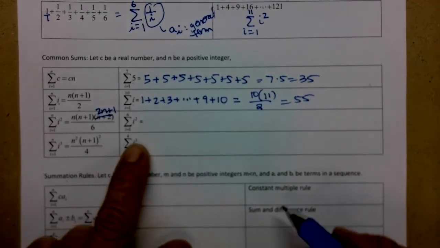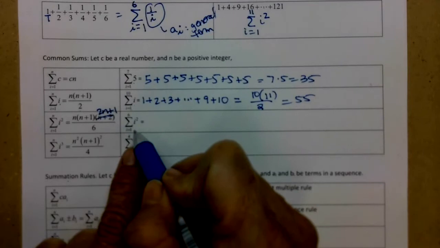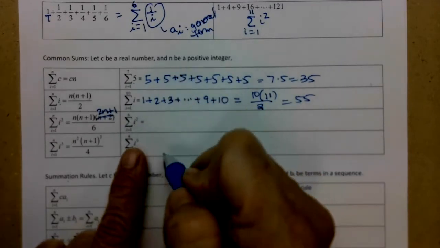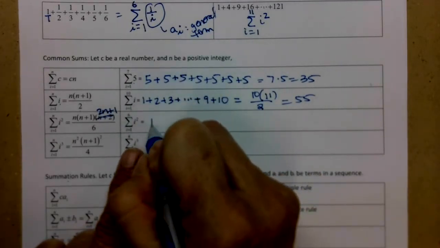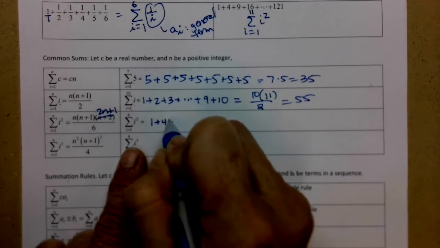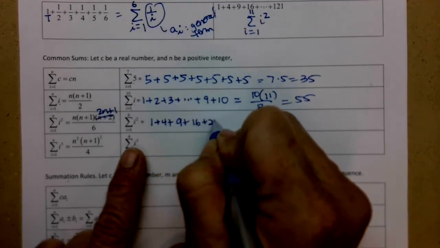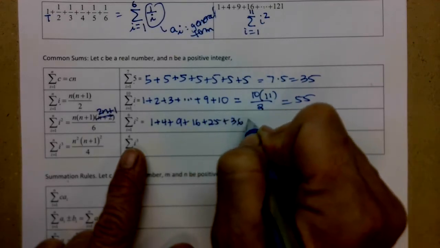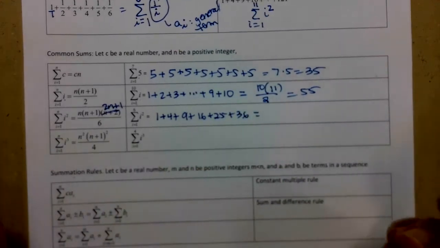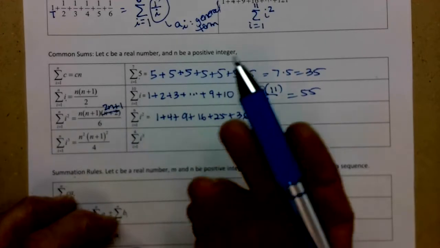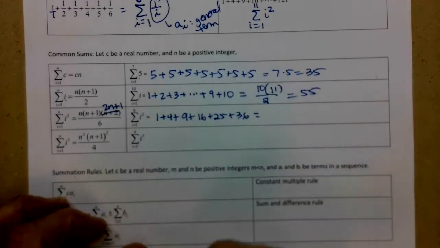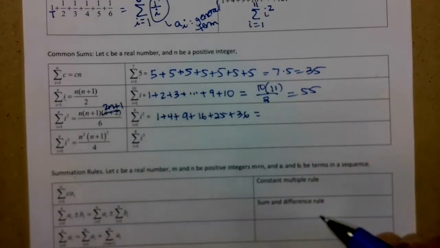So if we're going to sum up all of the i squareds from 1 to 6, so that would be 1 squared plus 2 squared plus 3 squared plus 4 squared plus 5 squared plus 6 squared. And we could just add all of those up. That might actually be faster when it's just 6. But imagine if it was 25 or something like that. You wouldn't want to write all of those out and add them up.